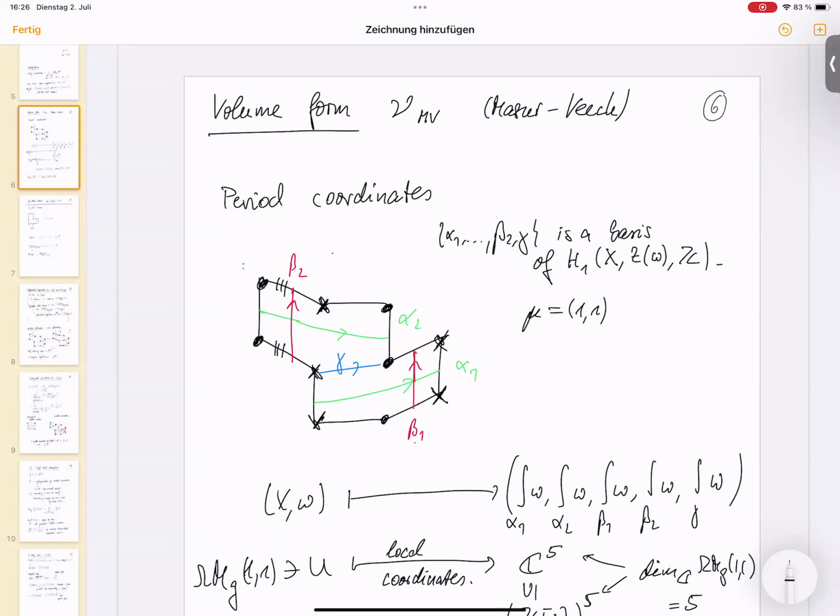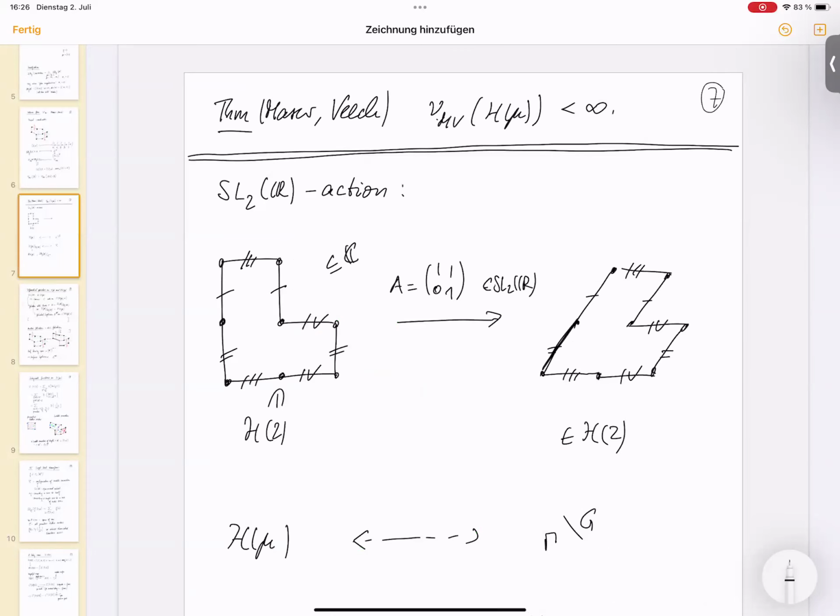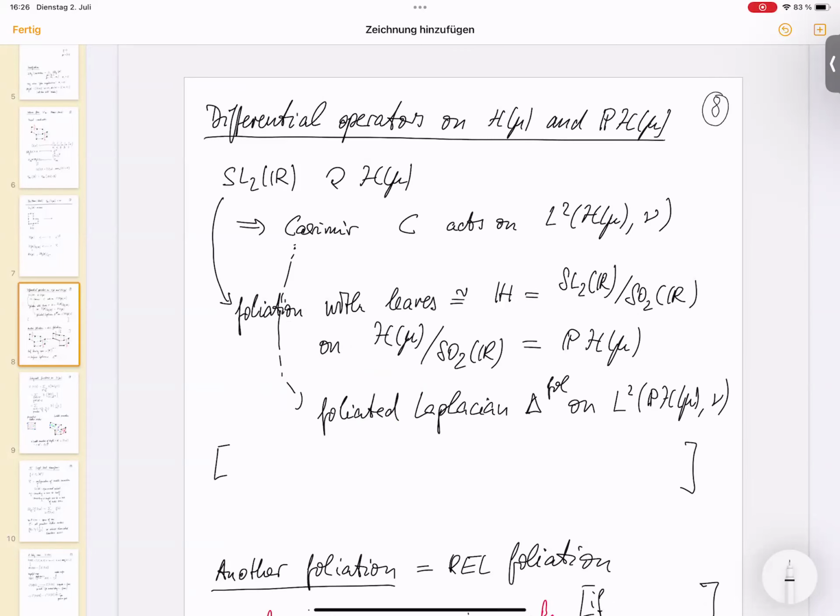And as a result, the leaves of this SL2R action, the images of the SL2R action on the projectivized strata, will just have leaves that are upper half planes. It's foliated by upper half planes. It's not equal to that. Yeah, it's just foliated.